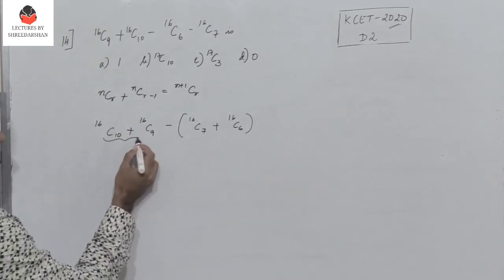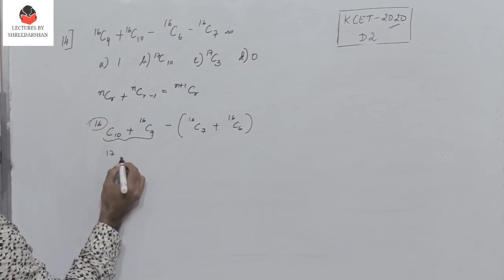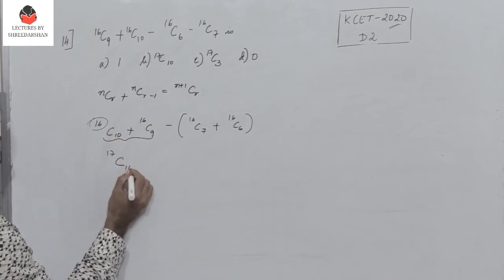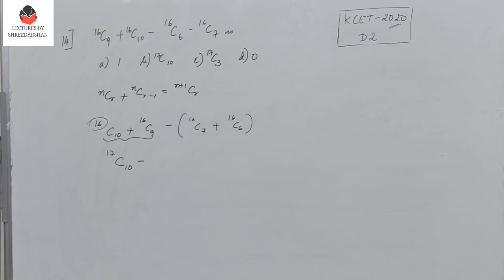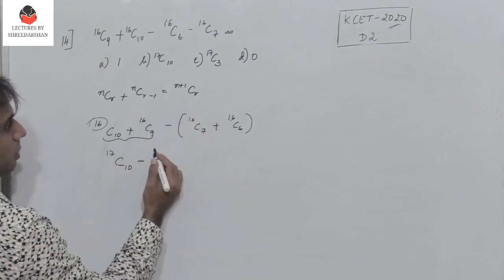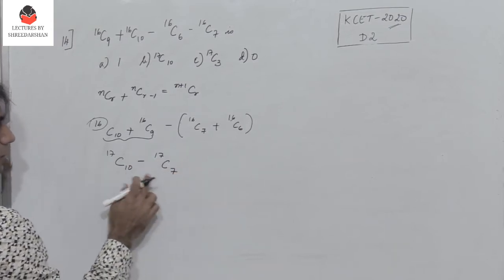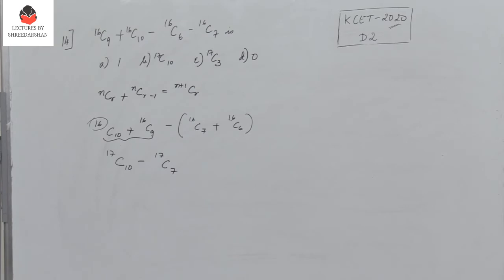So I can write this as n+1Cr. n+1 is 17, r is 10, minus, here again n is 16, so n+1 is 17, r is 7. So I need to find the subtraction of these two terms.